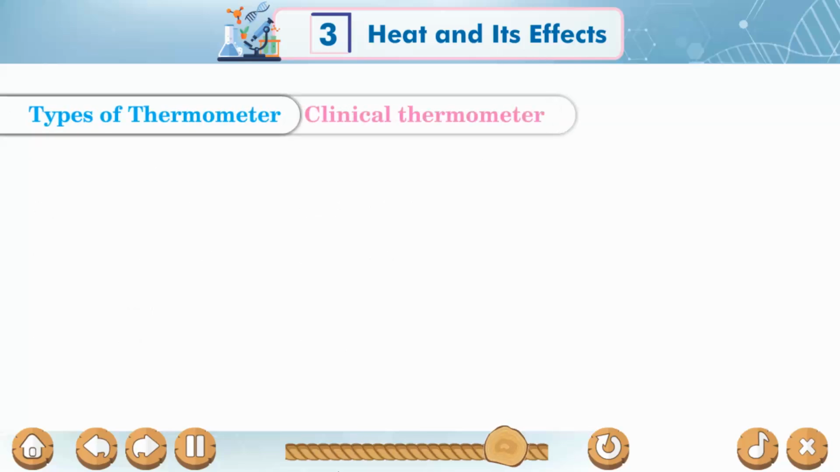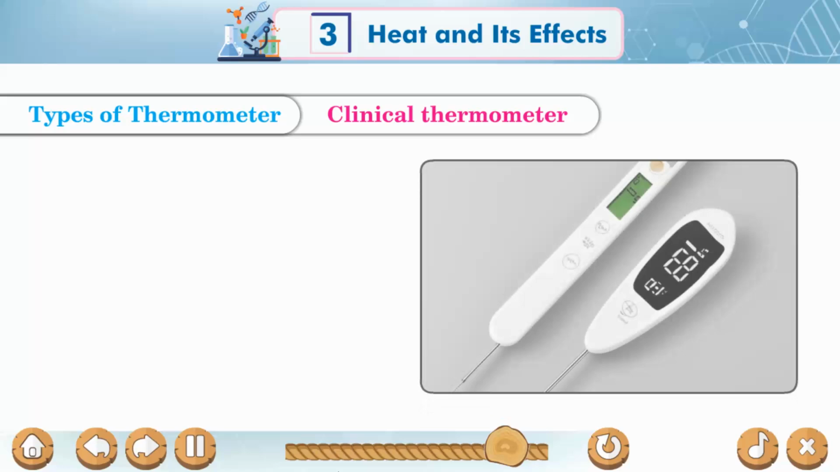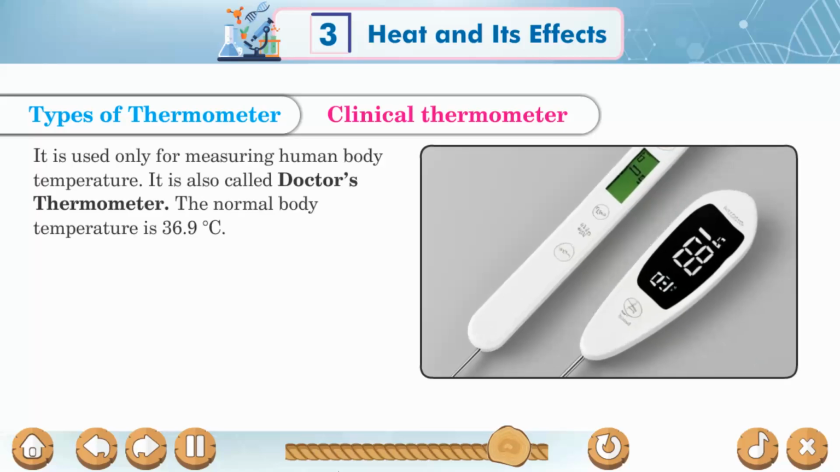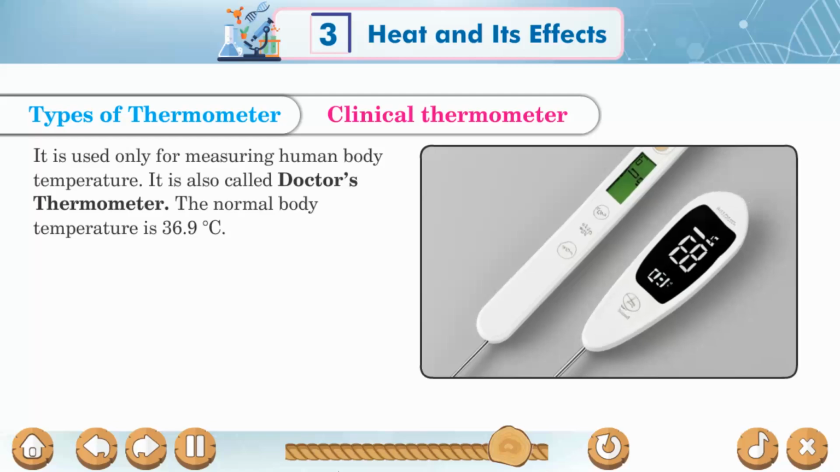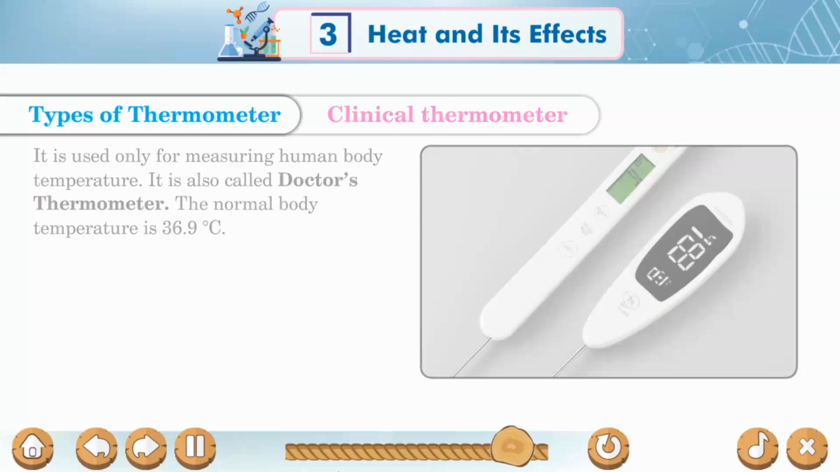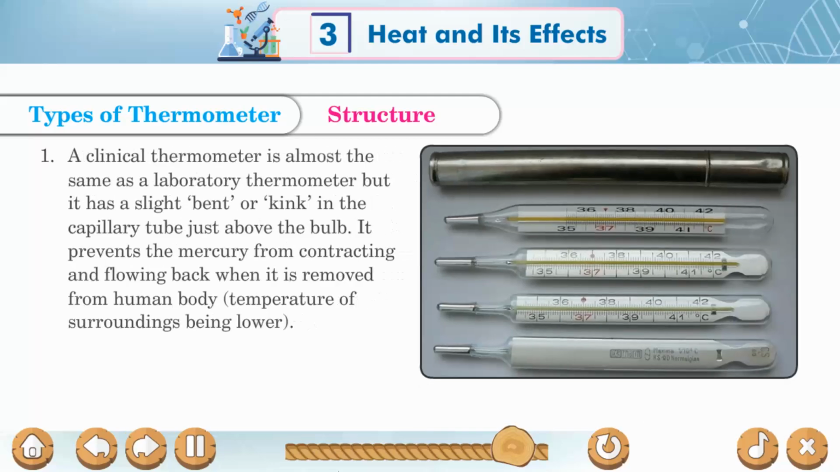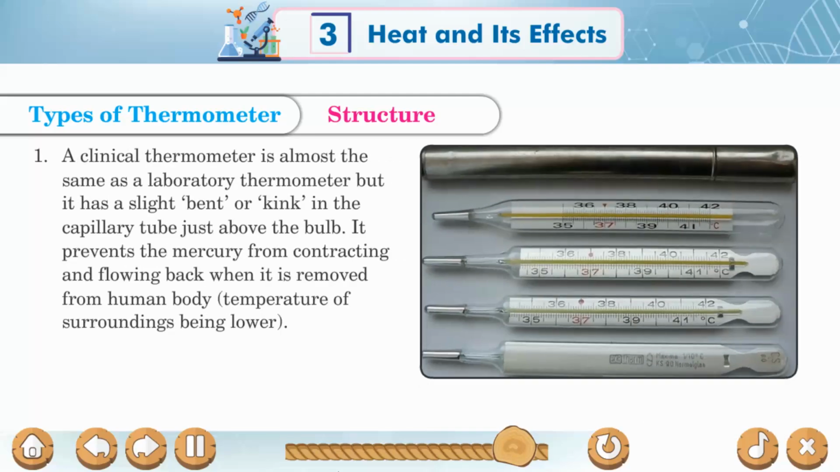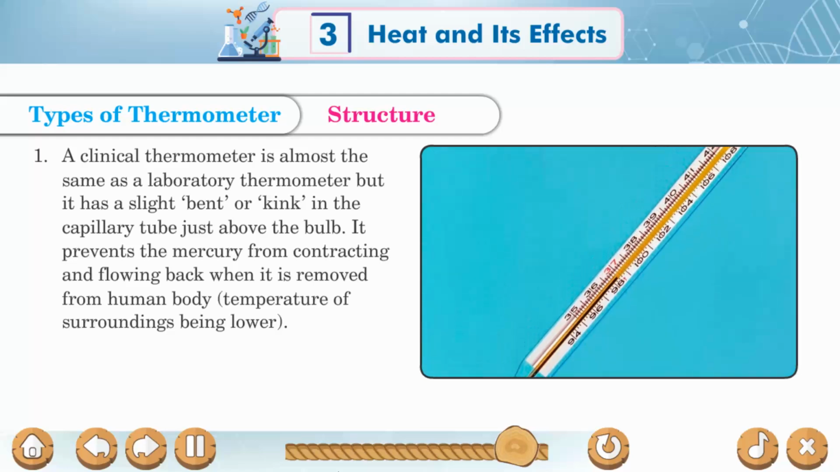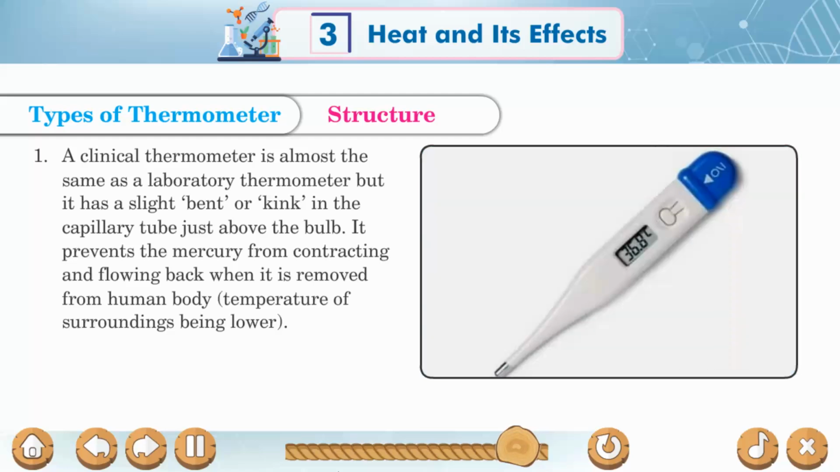Types of thermometer. Clinical thermometer. It is used only for measuring human body temperature. It is also called doctor's thermometer. The normal body temperature is 36.9 degrees Celsius. Structure. A clinical thermometer is almost the same as a laboratory thermometer, but it has a slight bend or kink in the capillary tube just above the bulb.